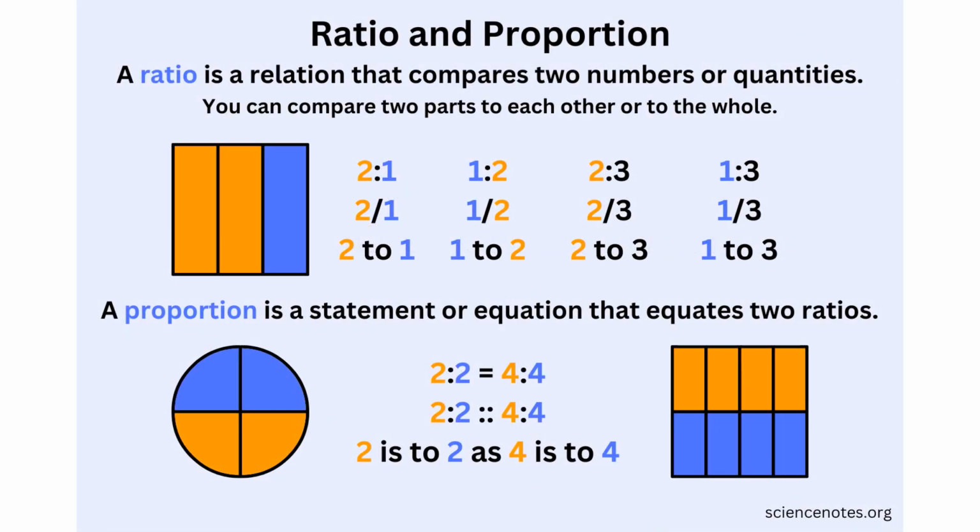Let us talk about ratio and proportion. Reviewing the definition of ratio, it is a relation that compares two numbers or quantities. For example, in this figure, you have 2 units of orange strips and 1 unit of blue strips. So your ratio is 2:1. You can have 1:2, 2:3, etc.